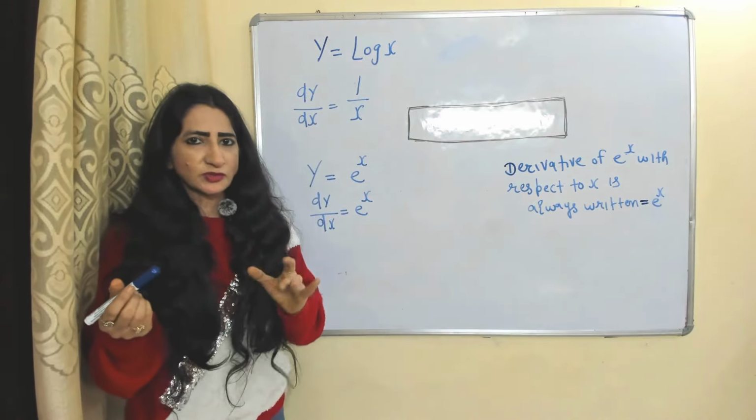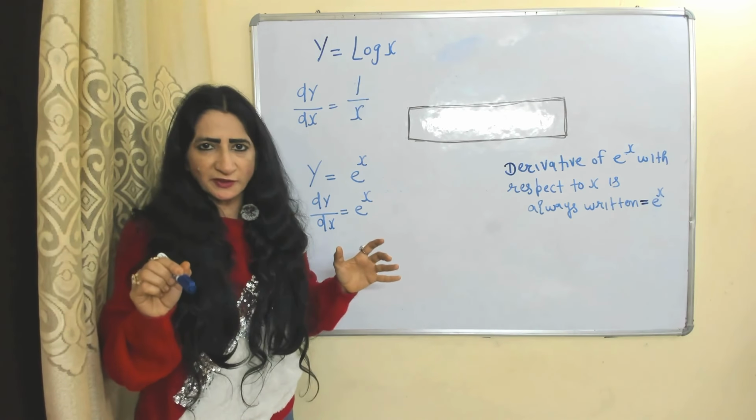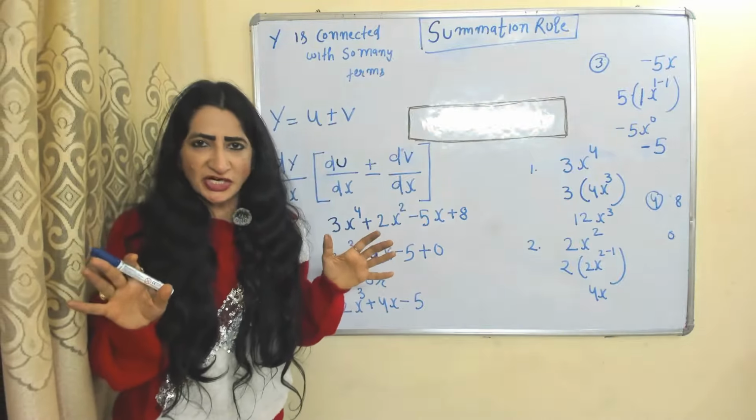Two more things you also need to remember in case of differentiation. Differentiation of log x will always be equal to 1 by x. This is an exponential function. We have already discussed exponential function where constant is the base and variable is in the power. Here e is a constant and x is the variable which is in the power. And derivative of e to the power x with respect to x will always be the same, e to the power x.